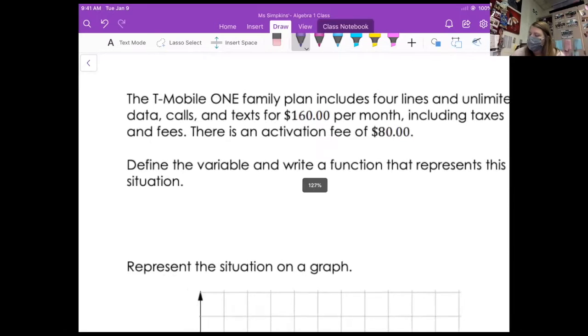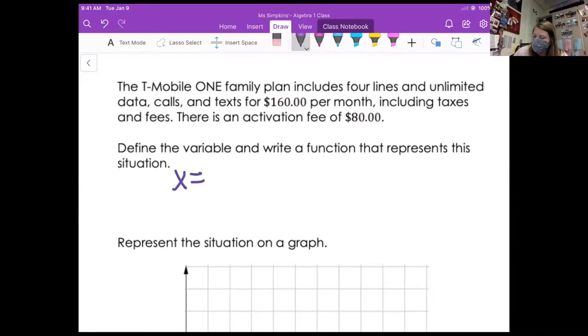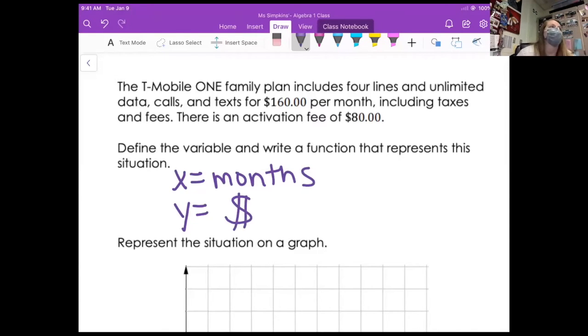So the first thing we want to do is say what X is equal to and Y is equal to. When we graph, we've got to say what axis represents what. 99% of the time, your x-axis is going to be some unit of time: seconds, minutes, hours, weeks, months, years. For this situation, how often are you paying your bill? Months. So x is going to be months. That means our output, what I'm measuring, is going to be dollars. So I'm paying dollars for this cell phone plan.